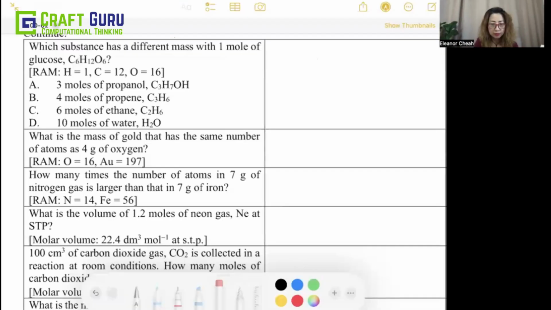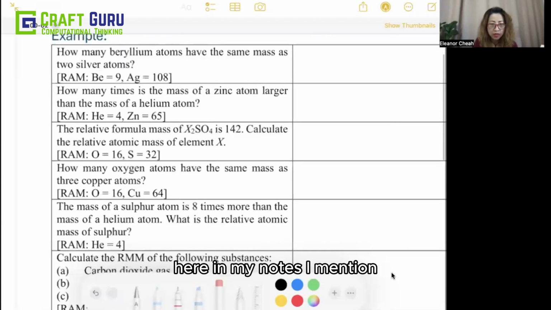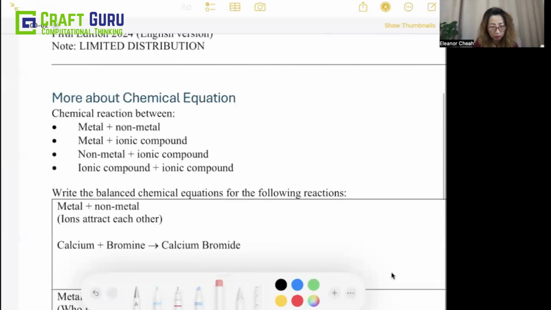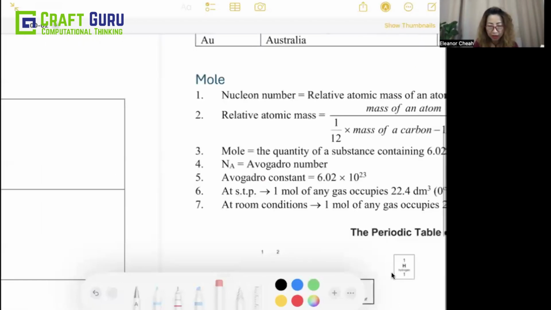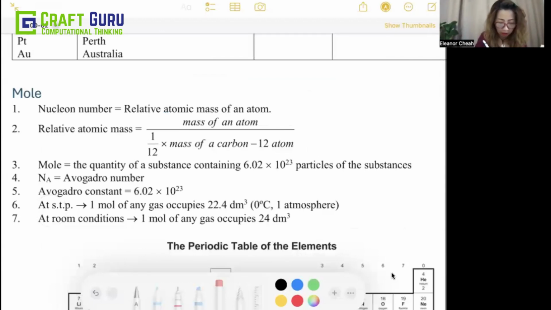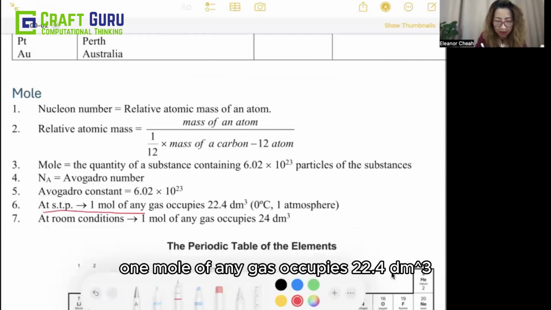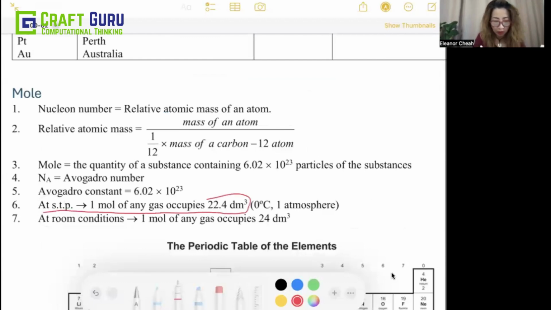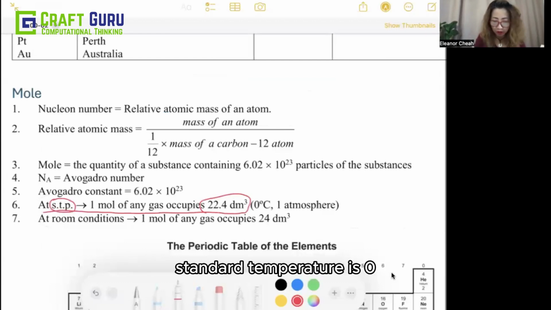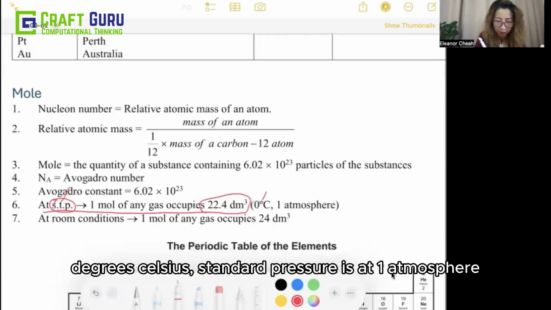All right. Here in my notes, I mentioned, at standard temperature and pressure, 1 mole of any gas occupies 22.4 dm³. What is standard temperature and pressure? Standard temperature is 0 degrees Celsius. Standard pressure is at 1 atmosphere.